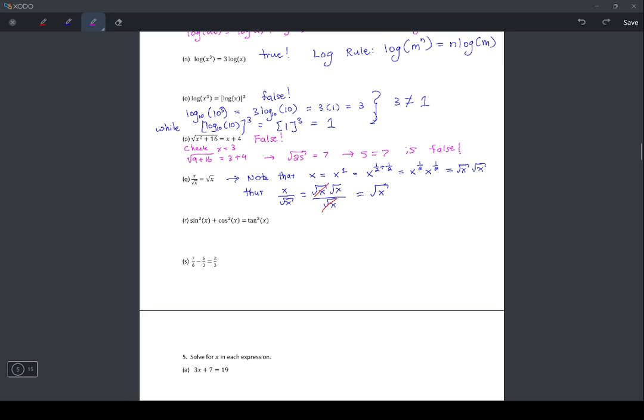Okay, next question. True or false? Oh, so I forgot to put that this was true. Okay, so next question, is it true or false that sine squared x plus cos squared x is equal to tan squared x? This is false, since the trig identity that we will use in this course is sine squared x plus cos squared x equals 1. This is a fake trig identity that was there.